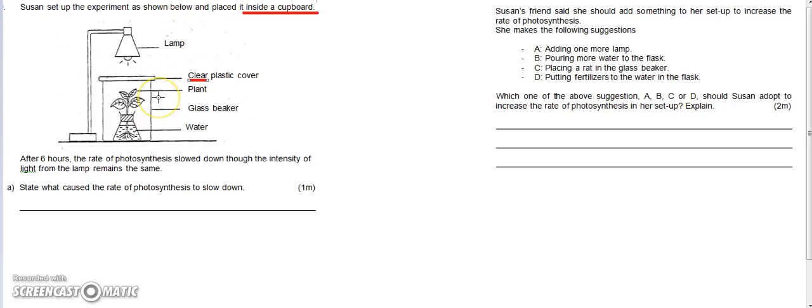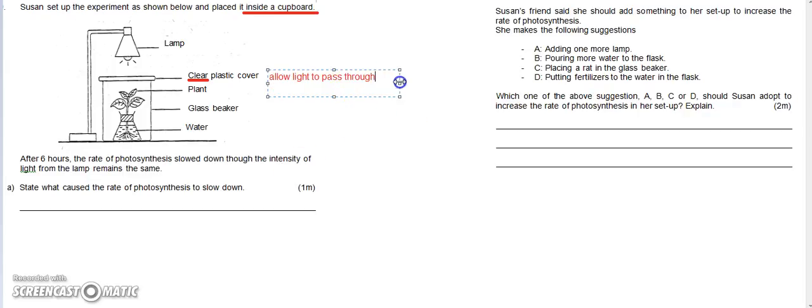There's a plant, there's a glass beaker, and then there's water. So the clear plastic cover would allow light to pass through, right? So maybe you would like to make your thinking visible, and put here: allow light to pass through.